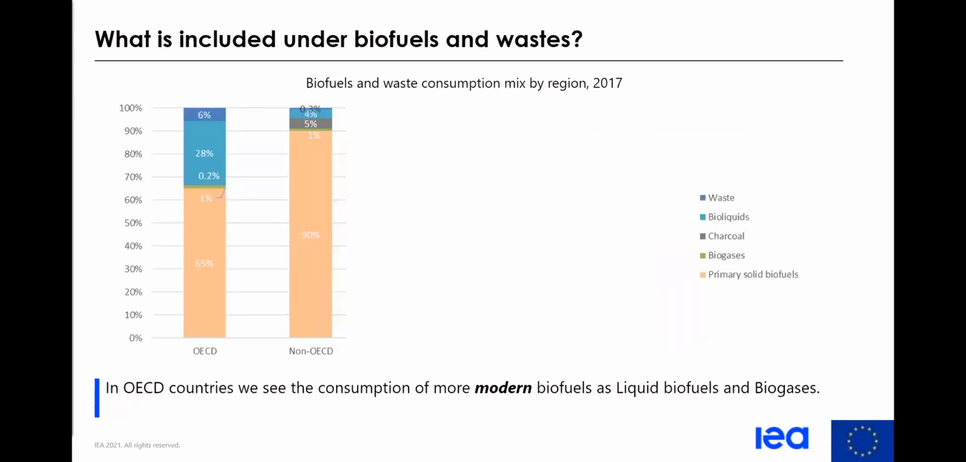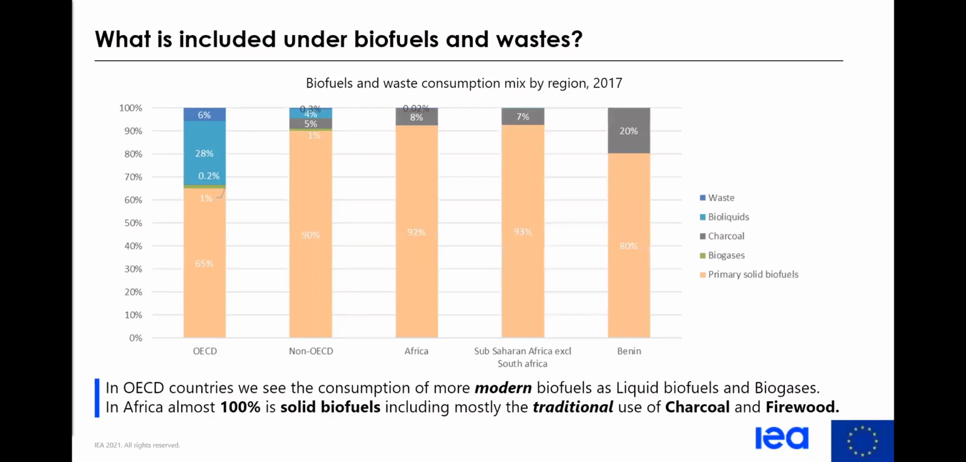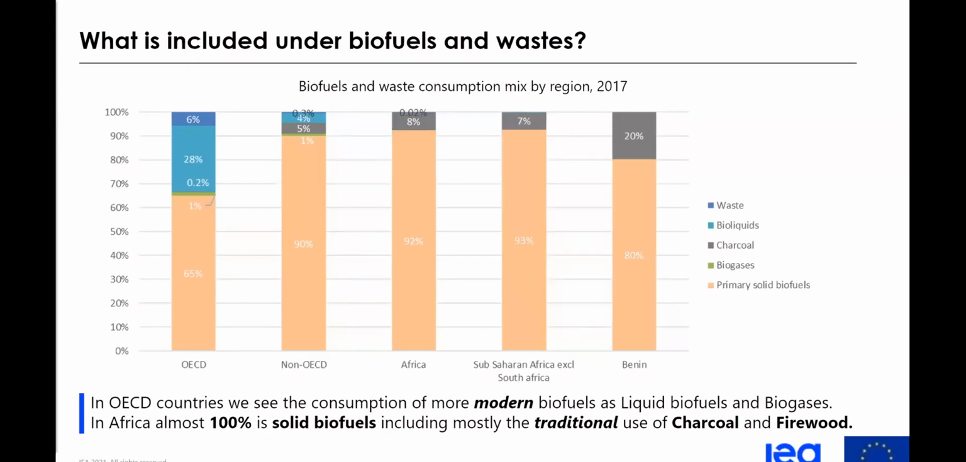Now let us see more in detail what we include under biofuels and waste. First, it includes primary solid biofuels such as wood, but also biogases, charcoals, bioliquids, as well as industrial and municipal waste. In OECD countries, we use mostly modern biofuels and also bioliquids such as biogasoline, biodiesel, and bioethanol. These are mostly used in transport, whereas for waste, they are usually used for electricity generation. Now, if we look at Africa, we see that it consists mostly of primary solid biofuels and charcoal that is considered as traditional use of biomass. And in Sub-Saharan Africa, it is even more primary solid biofuels.